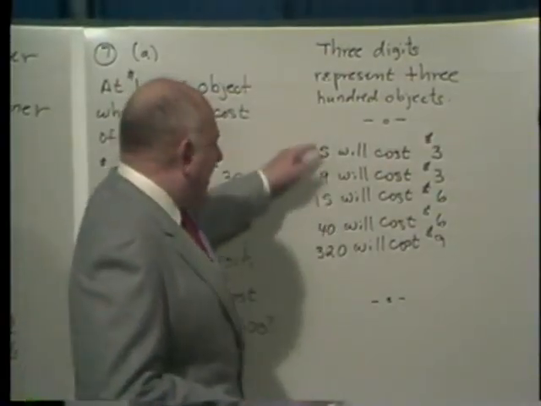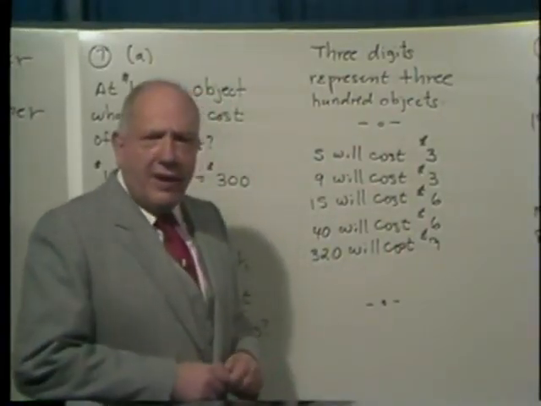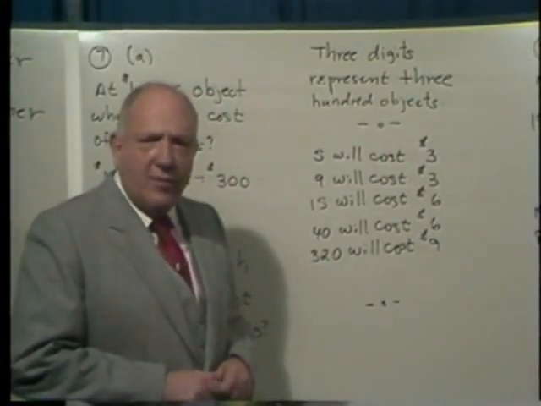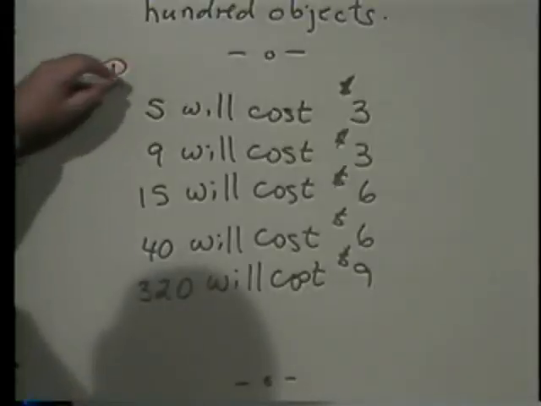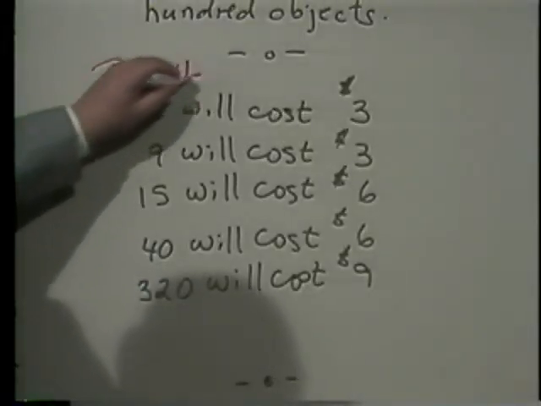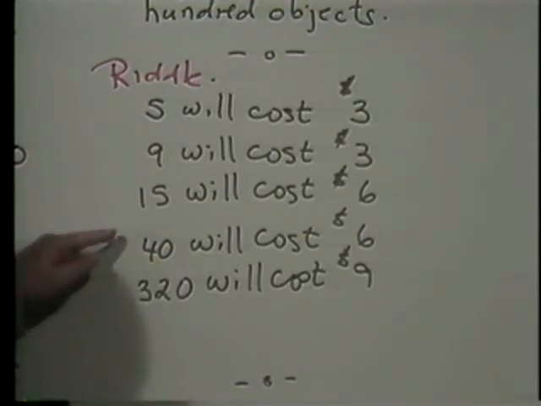And I would like to make a little aside over here. Everybody was wondering what this means. It was just a little gadget to separate out a little nonsense riddle from the rest of the stuff. So this is so non-funny that I'll have to label it riddle so you'll know it was a riddle. A man goes into a store and he wants to buy something. And the clerk says to him, 5 will cost you $3, 9 will cost you $3, 15 will cost you $6, 40 will cost you $6, and 320 will cost you $9.